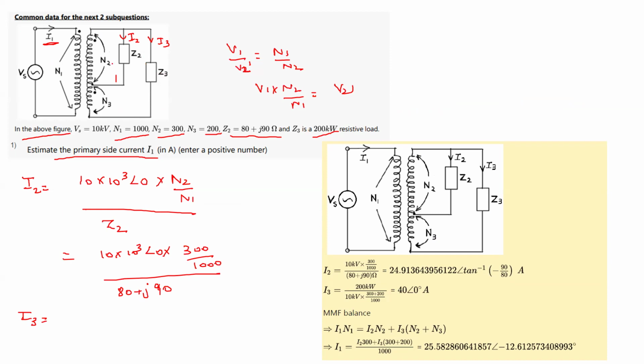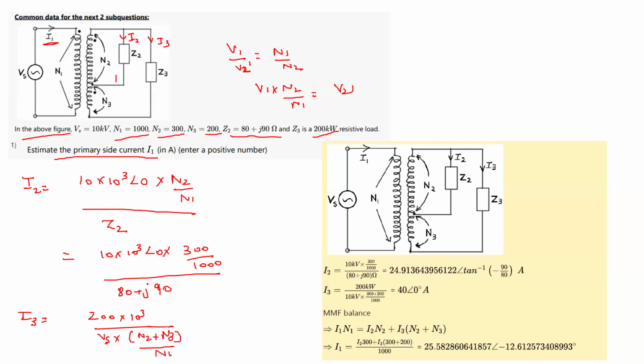It is Vs into (N2 plus N3) by N1, right? Because this Z3 load is connected across N2 plus N3. So the voltage across this Z3 is Vs into (N2 plus N3) by N1. So this is basically power, because power is voltage into current, so I am writing it as divided by voltage. Now what is that voltage? It is the whole voltage across this N2 plus N3. So this will be Vs into (N2 plus N3) by N1.